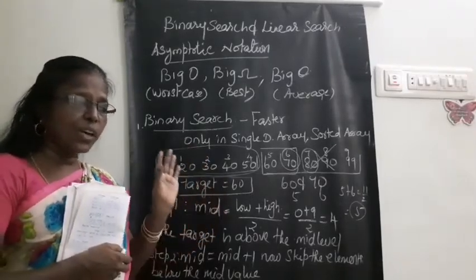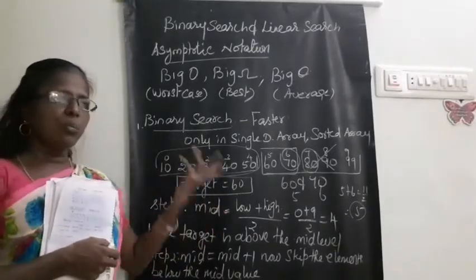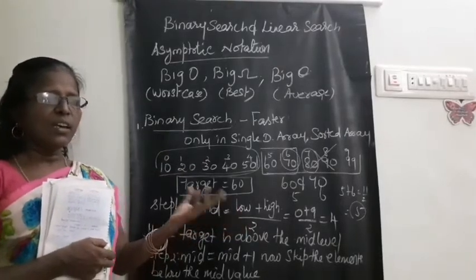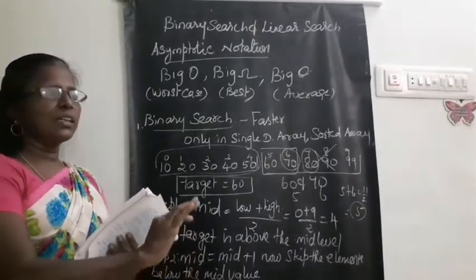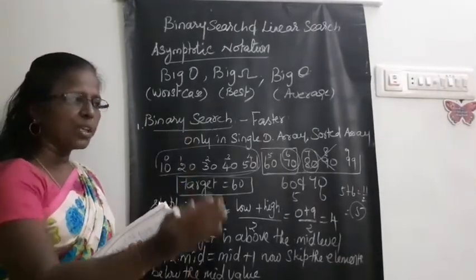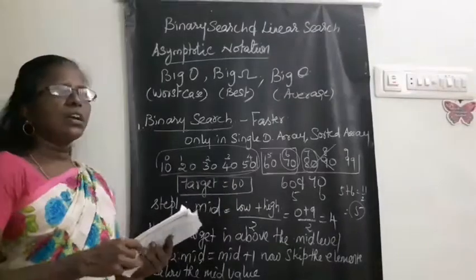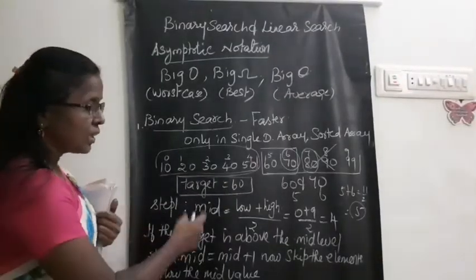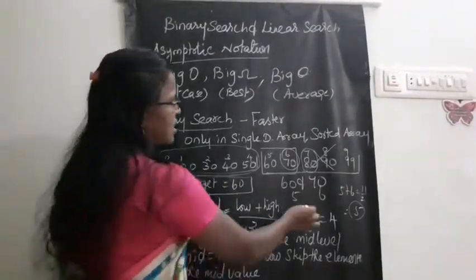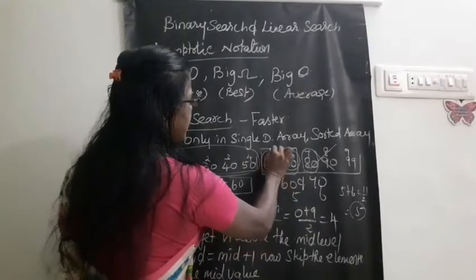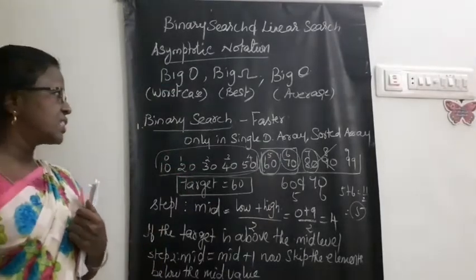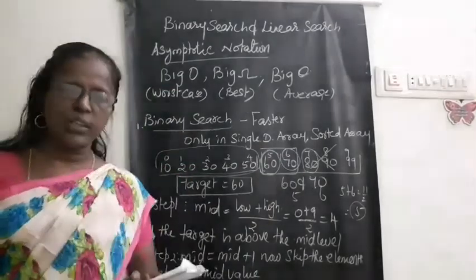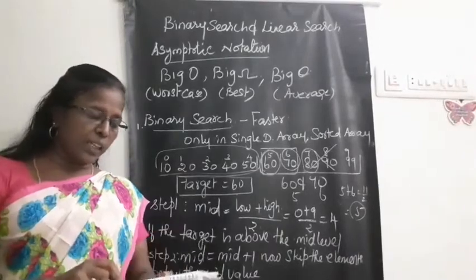If the mid value is above the target, then again mid is equal to mid plus 1. If the target is below the mid value, mid is equal to mid minus 1. In this way, we can do the sorting and do the searching. Now our searching, that is the 60th element is found in the 5th position. Through this we can find the target, through the technique called binary search.